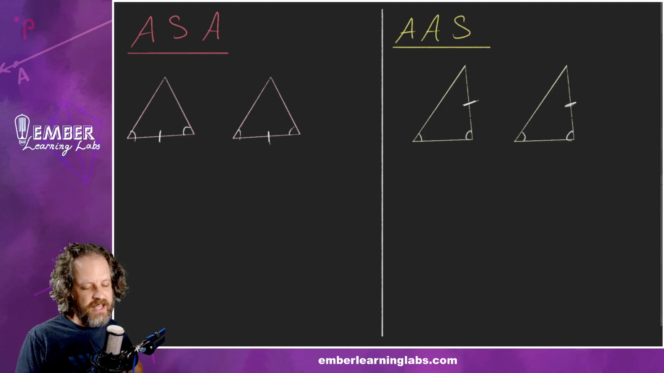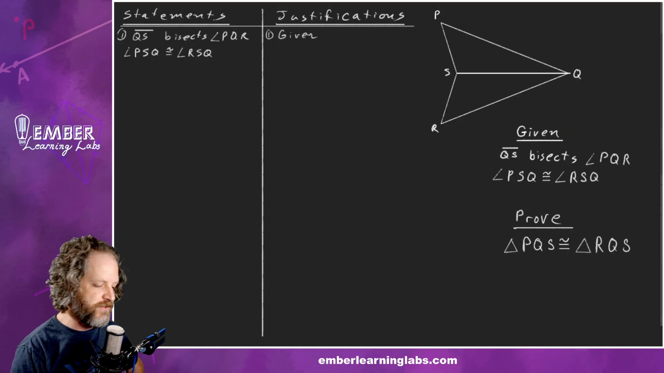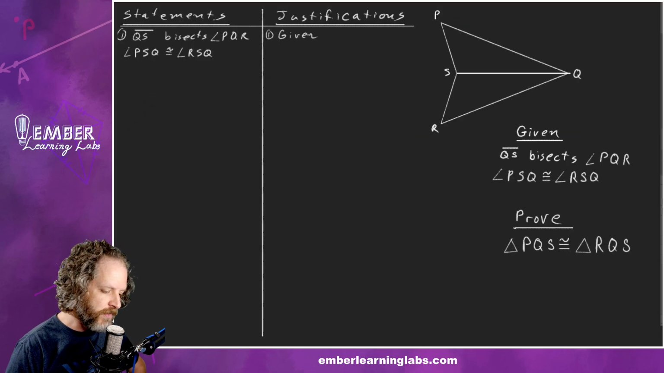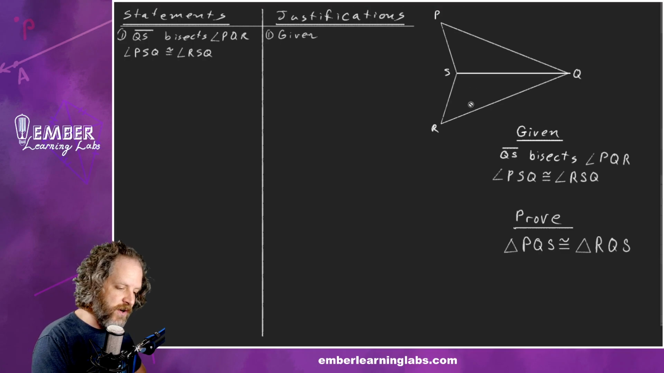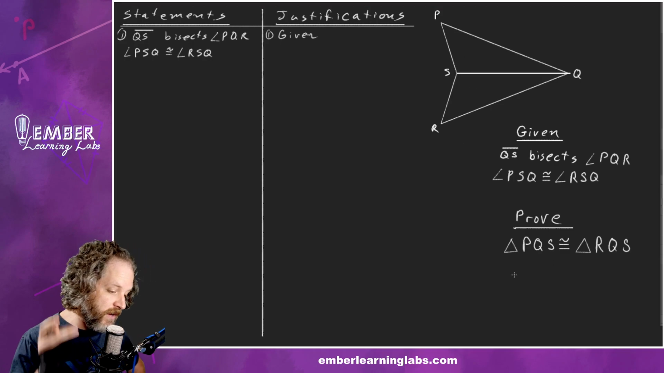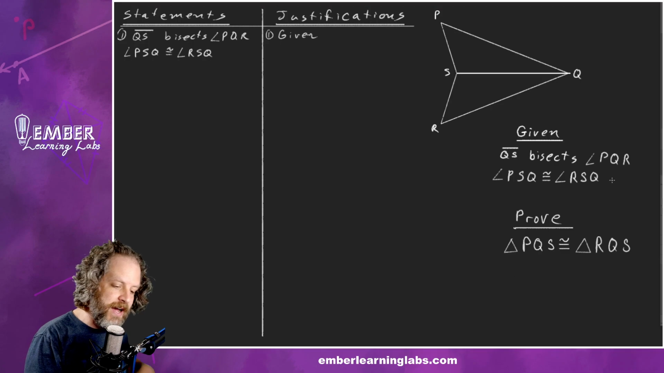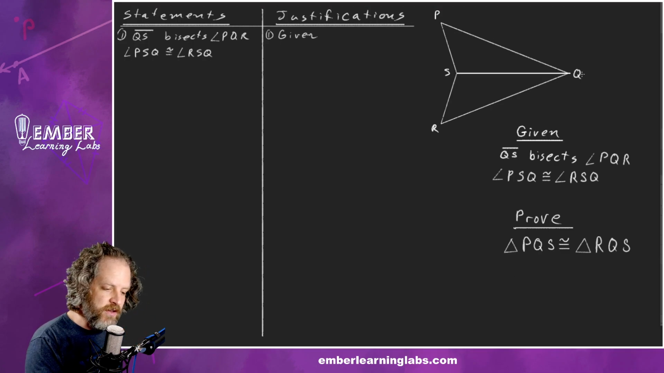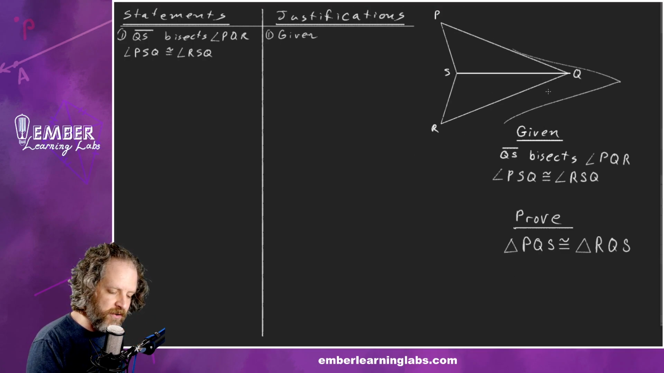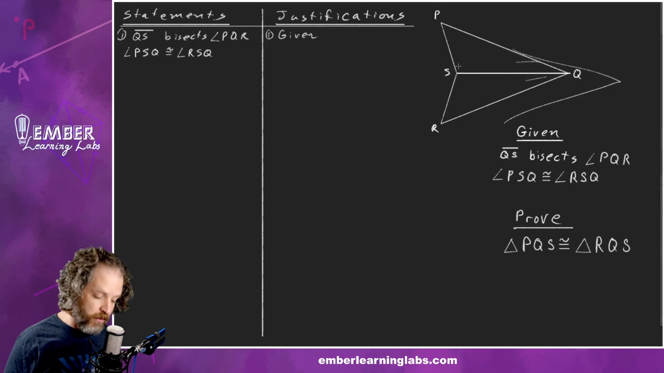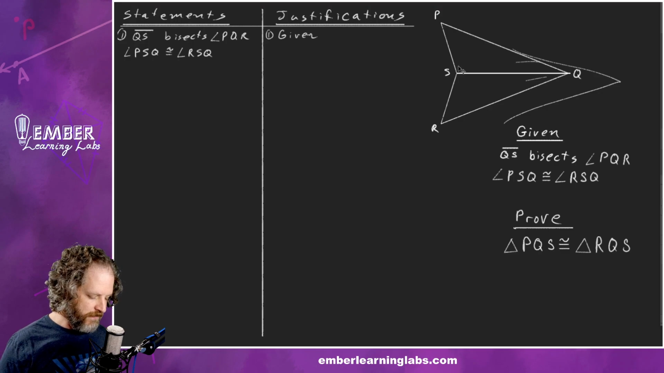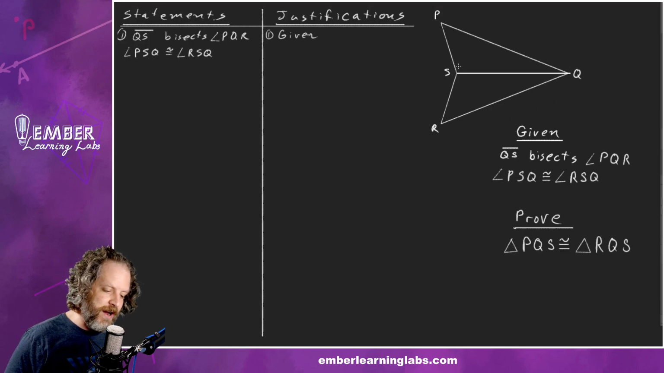So let's do just like we did last time. Let's do a couple proofs. They shouldn't take all that long at all. So we've got these two triangles here, and we are given that QS bisects angle PQR. So this angle right here is going to be bisected, which is going to tell us something important. We need to keep that in mind in just a minute, right?